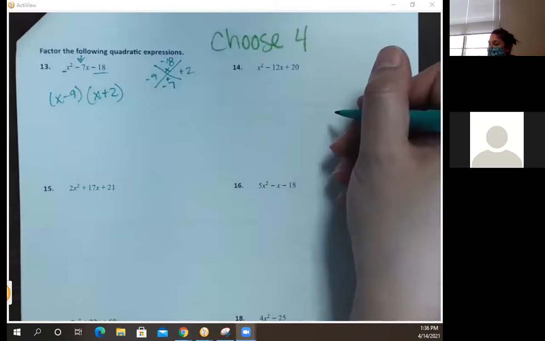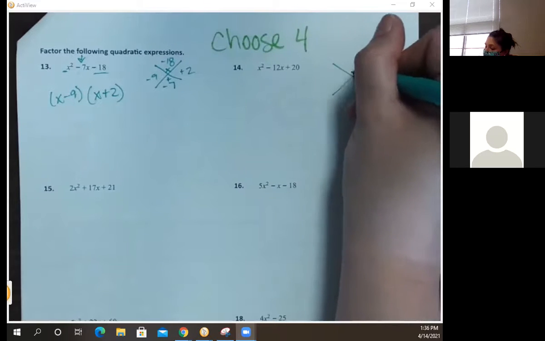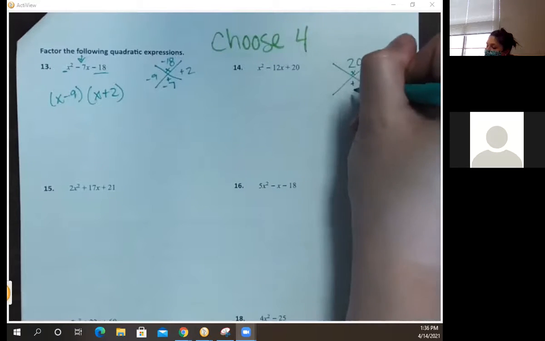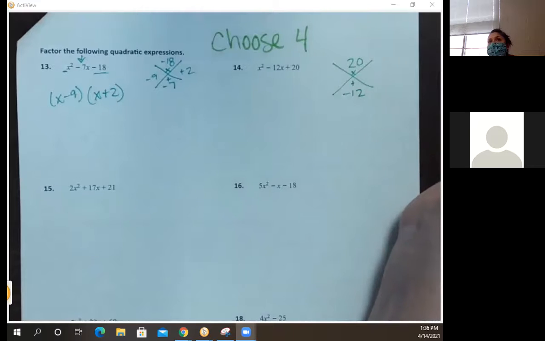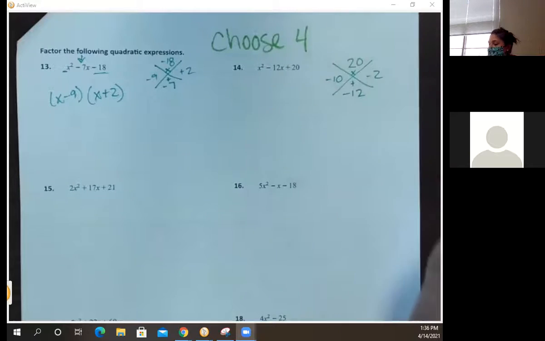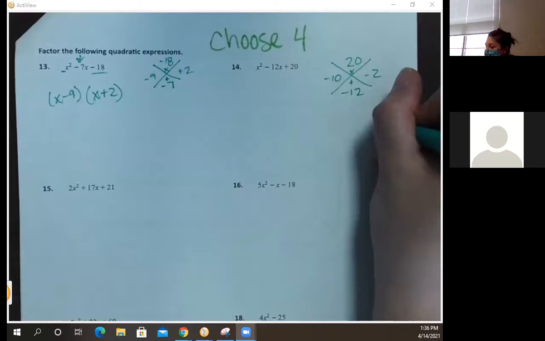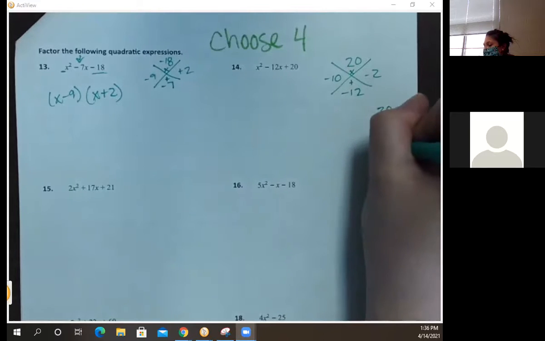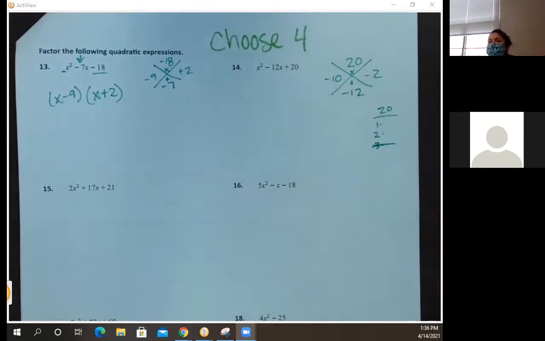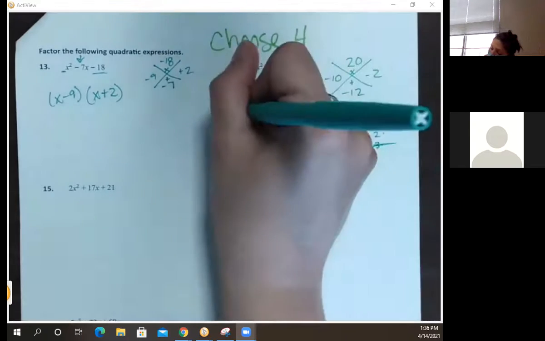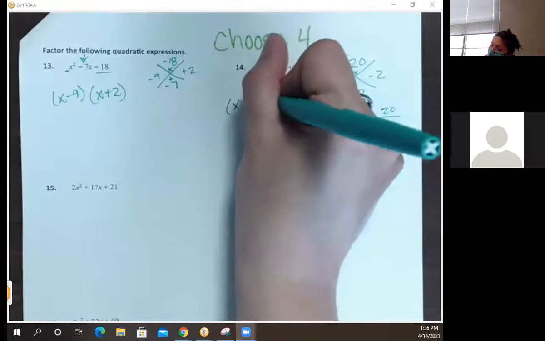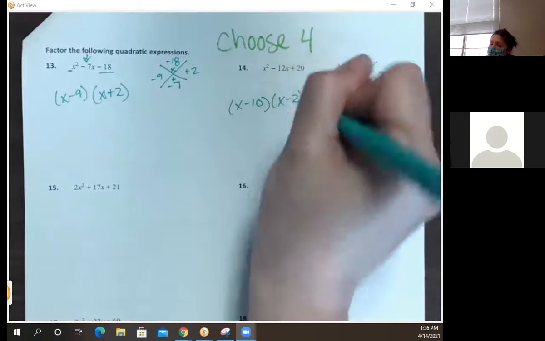14, same idea. What multiplies to give me 20, but adds to give me negative 12? Negative 10 and negative 2. Remember, you can also make a list if you get stuck. So 1 times what, 2 times what, 3 times what, 3 actually isn't a factor of 20, 4 times what, and so on. Okay. Negative 10 and negative 2 will work here. So x minus 10 times x minus 2.